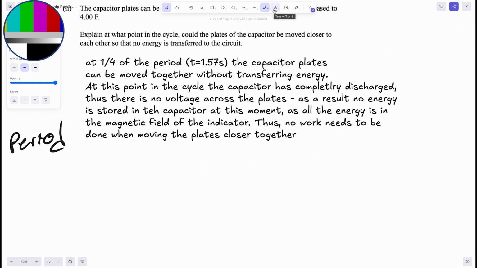At 1 quarter of the period, the capacitor plates can be moved closer together without transferring energy. At this point in the cycle, the capacitor has completely discharged, thus there is no voltage across the plates. As a result, no energy is stored in the capacitor at this moment, as all the energy is in the magnetic field of the inductor. Thus, no work needs to be done when moving the plates closer together.